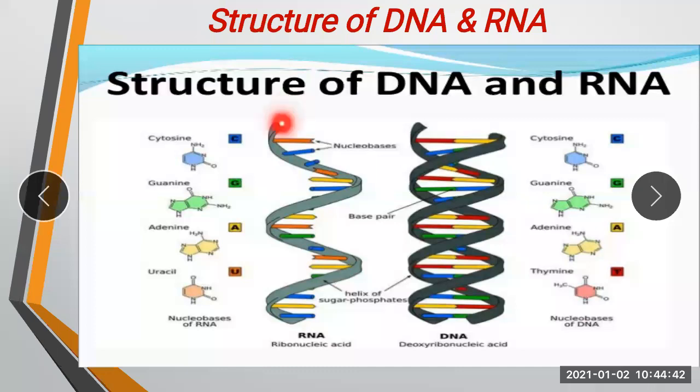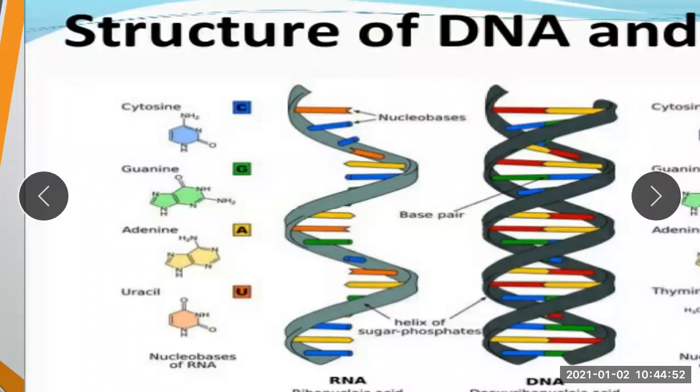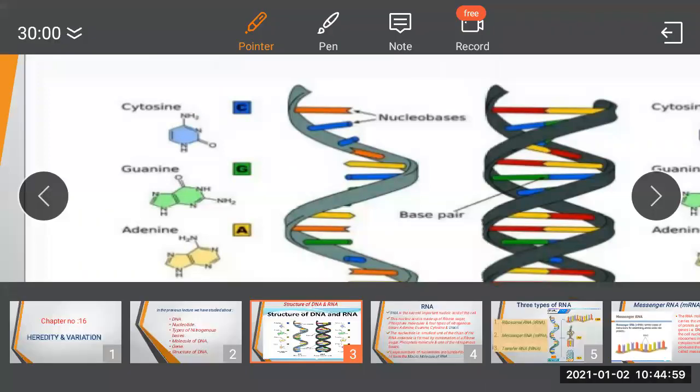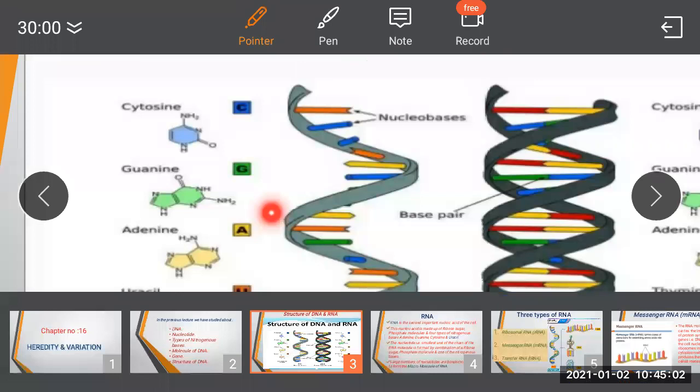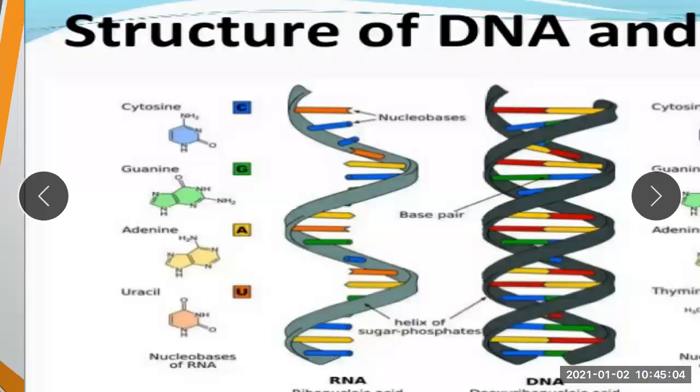But here you can see the sugar phosphate backbone is there. It's made up of sugar and phosphate, while the only difference is the nitrogenous bases. So here in RNA, there are 4 different types of nitrogenous bases: cytosine, guanine, adenine, and uracil. So we were having thymine in DNA, but here we are having uracil, right? So the 4 nitrogenous bases of RNA are cytosine, guanine, adenine, and uracil.